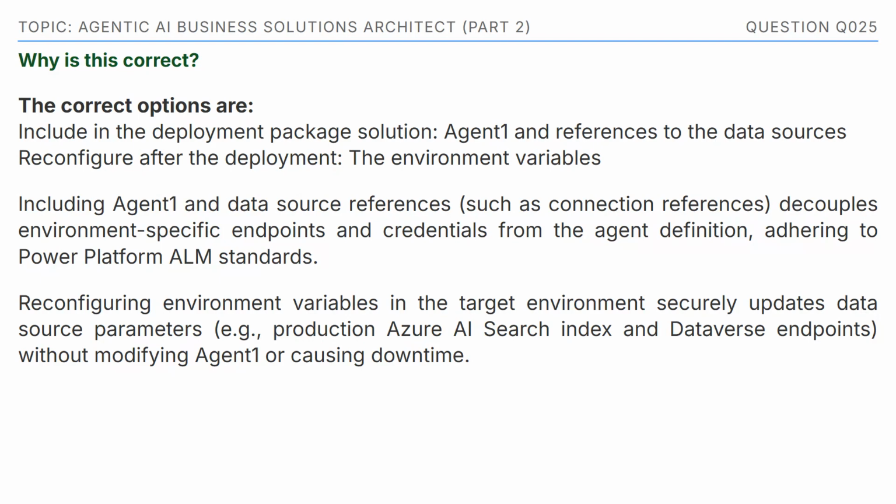The correct options are: include in the deployment package solution, Agent 1 and references to the data sources; reconfigure after the deployment, the environment variables. Why are these options correct? Because including Agent 1 and data source references, such as connection references, decouples environment-specific endpoints and credentials from the agent definition, adhering to Power Platform ALM standards.